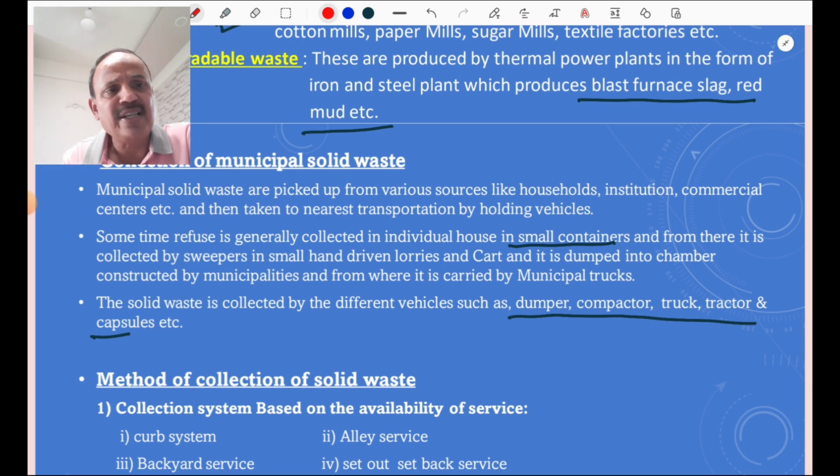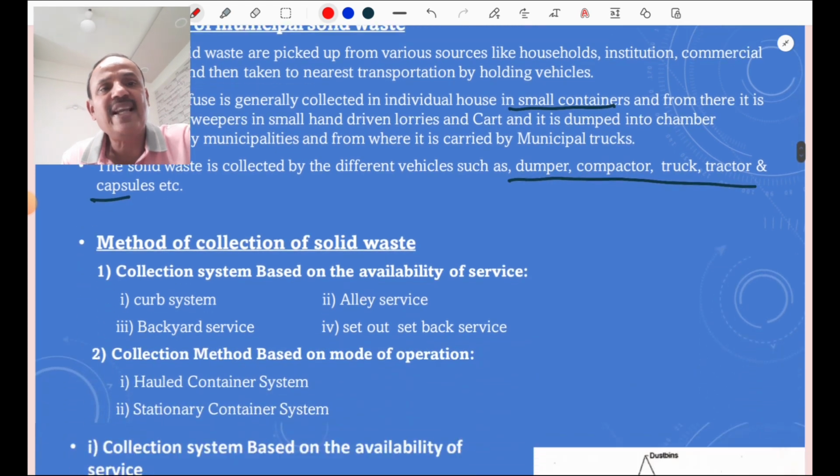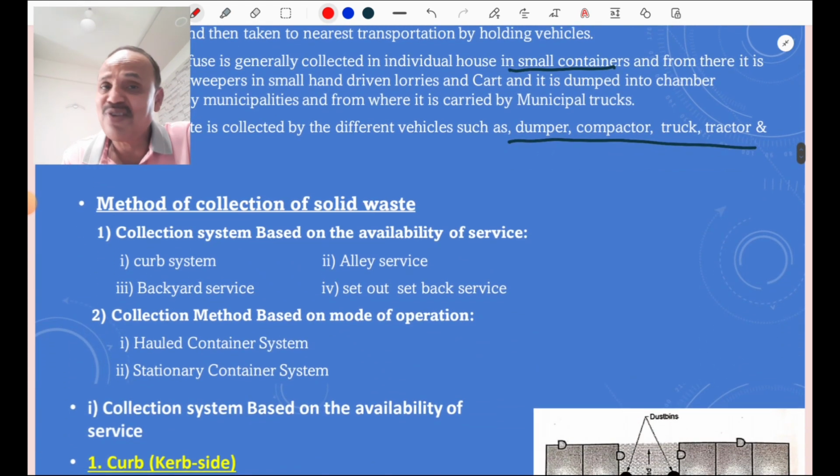The solid waste is collected by different vehicles such as a dumper, compactor, truck, tractor and capsules, etc. Method of collection of solid waste. These are important and sometimes asked in descriptive type of examination.